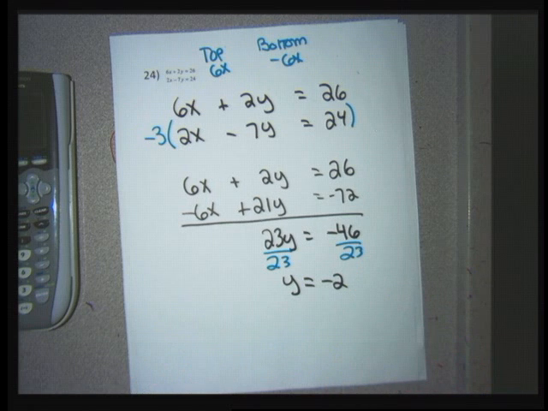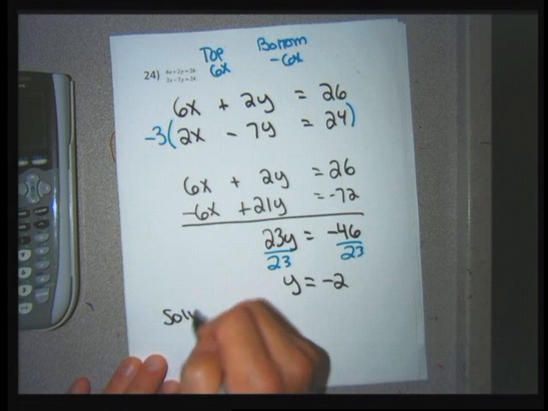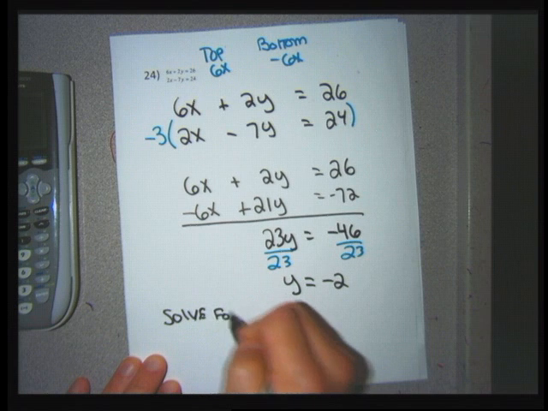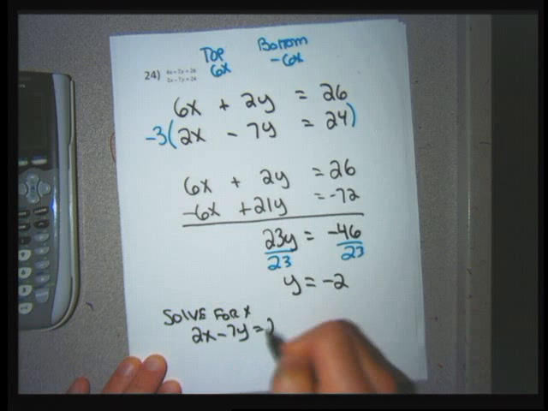I need to solve for x, and there isn't a wrong thing to do. I need to take that y equal negative 2 and plug it into any of the equations that have an x that I care to plug it into. So I'm going to solve for x. I like my x's to be small when I'm solving for x. I'm going to use the equation 2x minus 7y equals 24.